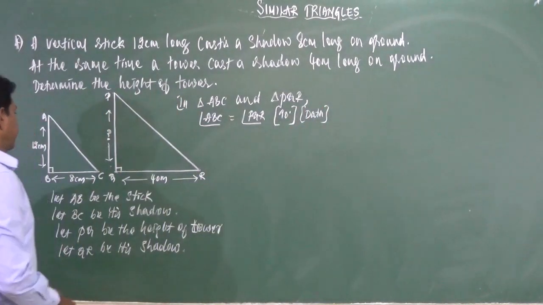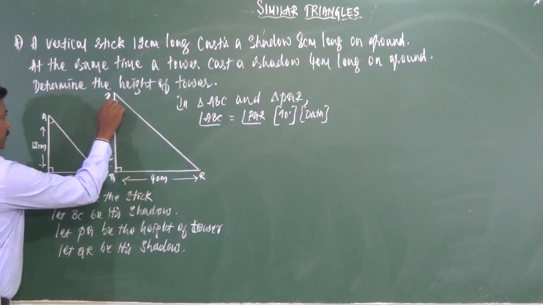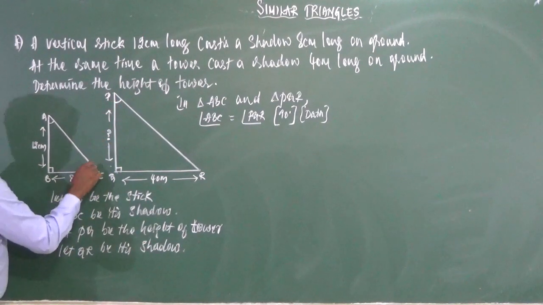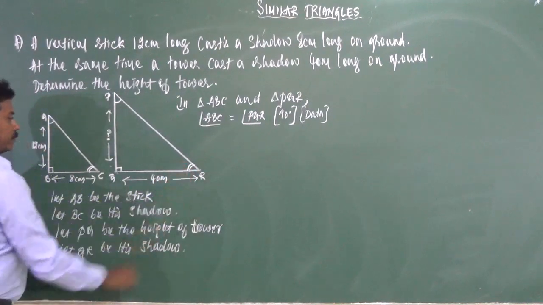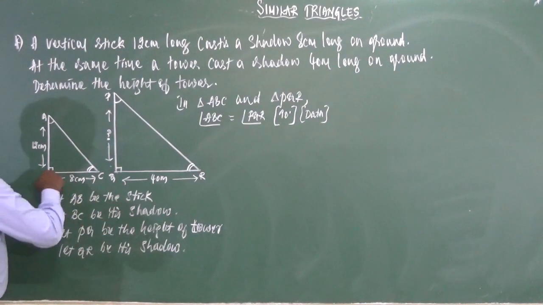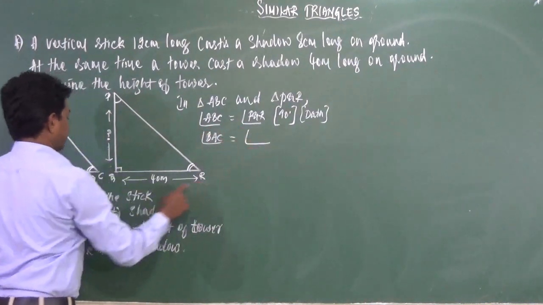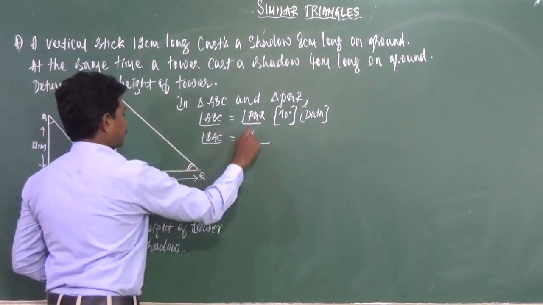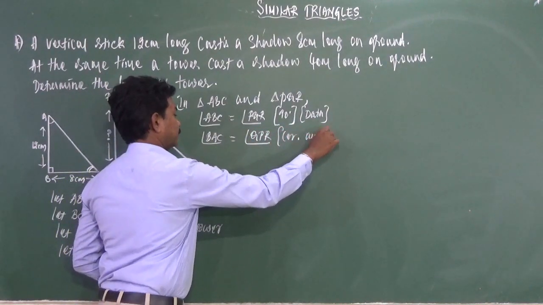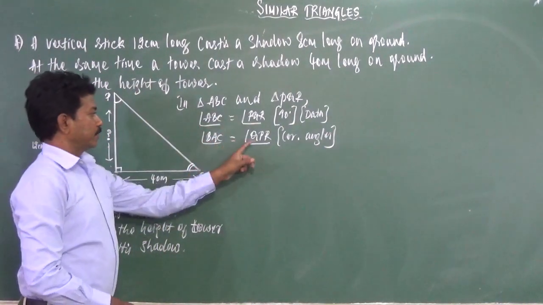So here, this angle and this angle should be equal because they are corresponding angles, or this angle and this angle should be equal because they are corresponding angles. So of both the triangles you can take any one of them. So angle BAC is equal to angle QPR. The reason is corresponding angles. So in both the triangles, two pairs of corresponding angles are equal.